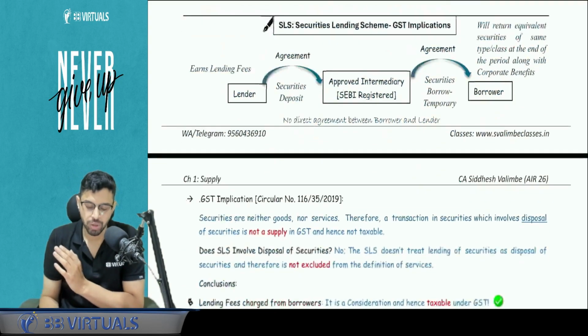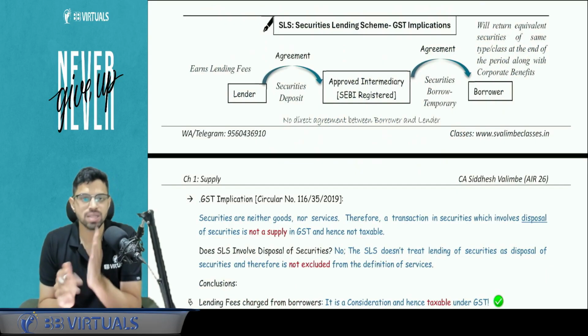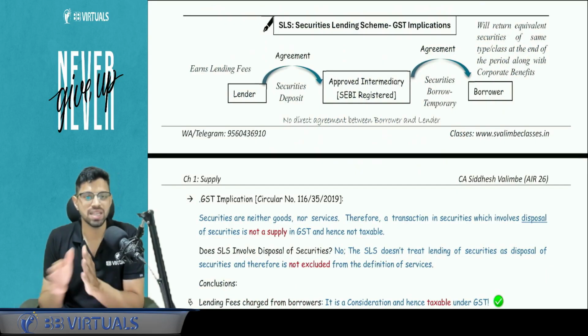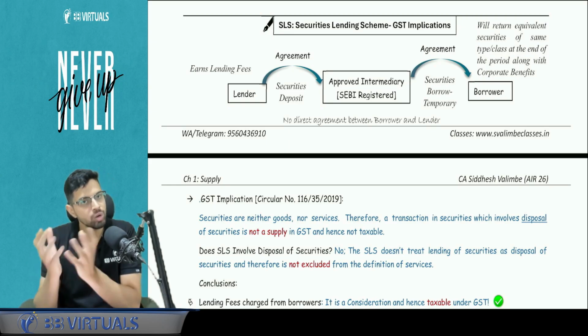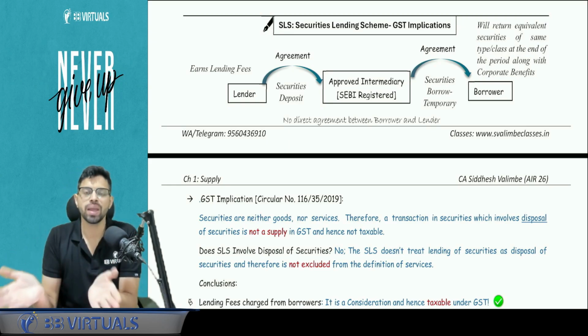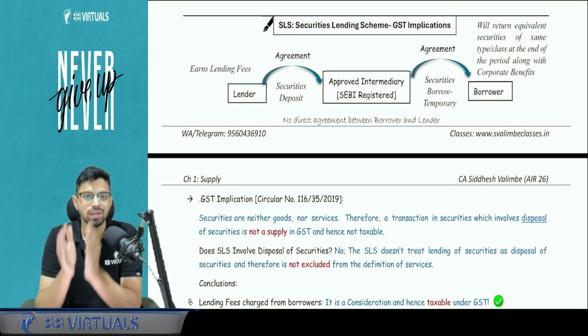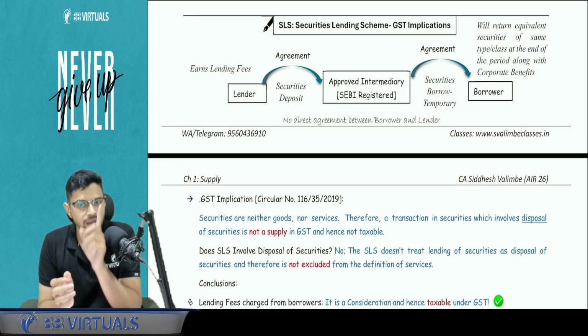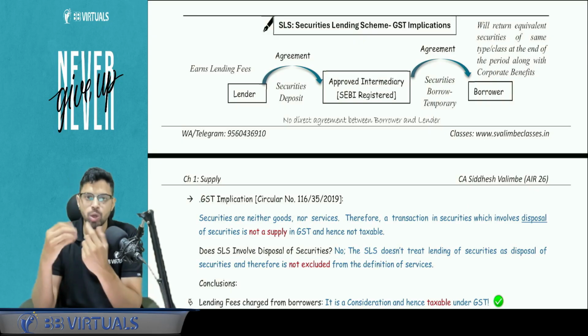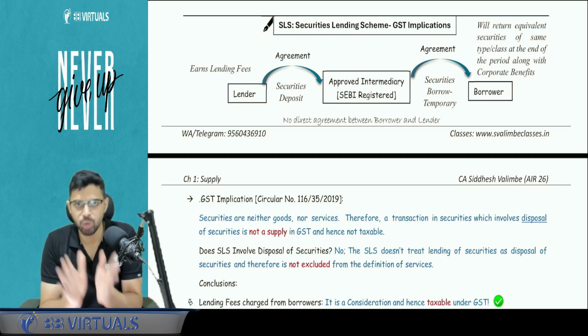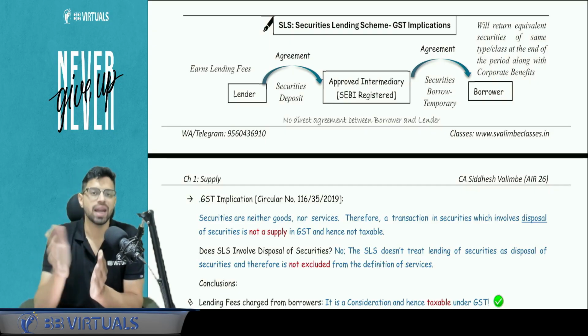Next, we talk about the topic of the securities lending scheme. Now, what is the securities lending scheme and what is the GST implication? There is a lender who has a security. There is a borrower who needs to borrow securities. To make them meet, to create a market, there is an intermediary approved by SEBI. So a SEBI registered intermediary is there. The intermediary is going to charge a certain commission, which is obviously going to be a part of GST. But what about the lending fees?